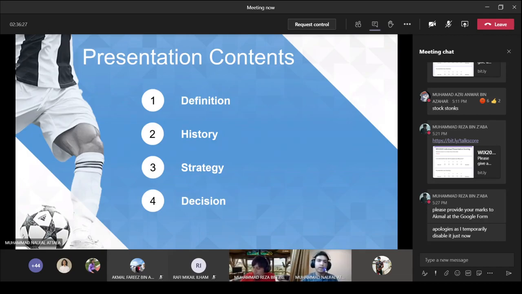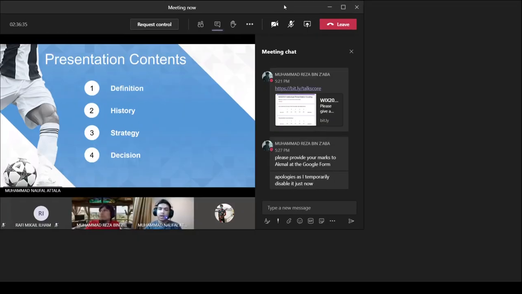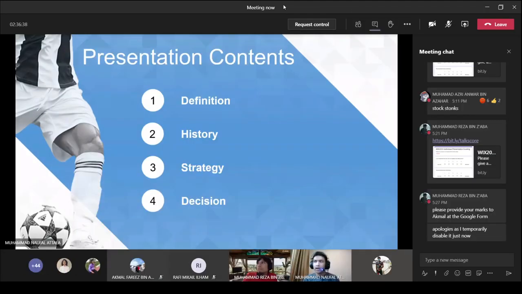The first one is the definition or the basic explanation of the offside rule. The second is the history of the implementation of the offside rule. The third is strategy in offside rules. And the fourth one is the decisions made on the offside rules.